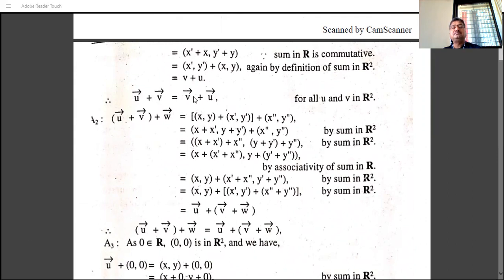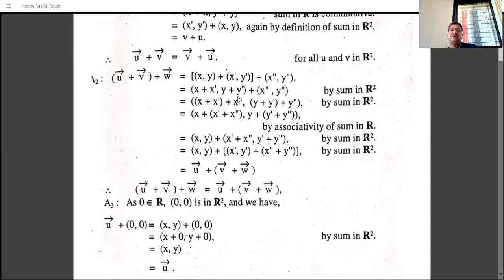Just write bar. Don't write this arrow. So then u bar plus v bar plus w bar is (x, y) plus (x dash, y dash) plus (x double dash, y double dash). Then (x plus x dash, y plus y dash) is the addition, and then plus (x double dash, y double dash). We have this, and the addition of real numbers is associative. We can write (x plus x dash) plus x double dash as x plus (x dash plus x double dash), like this. Similarly for y, using associativity of sum in R.